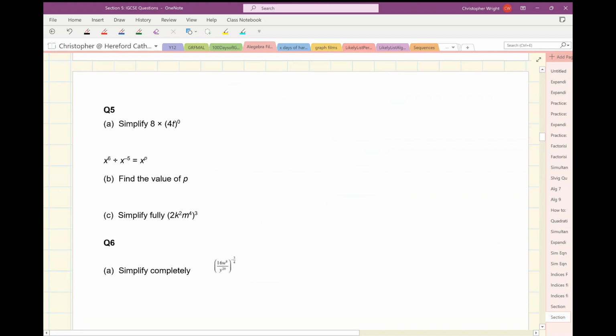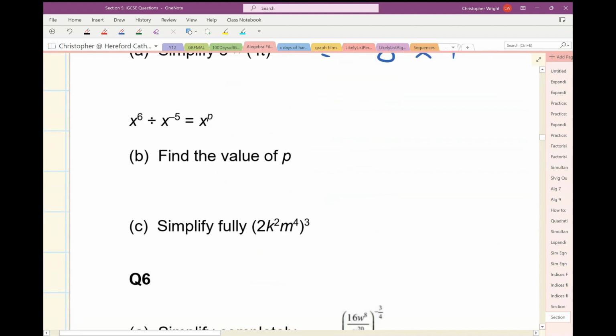Question 5. 8 to the power of, well, anything to the power of 0 is 1, so it's just 8 times 1, 8. Okay, I've got x to the power of 6 divided by x to the power of minus 5, and the answer is x to the power of p. Find the value of p. Well, I would subtract the indices, so I would do 6 minus 5. So p equals 11.